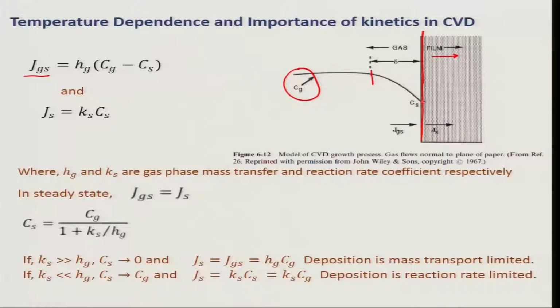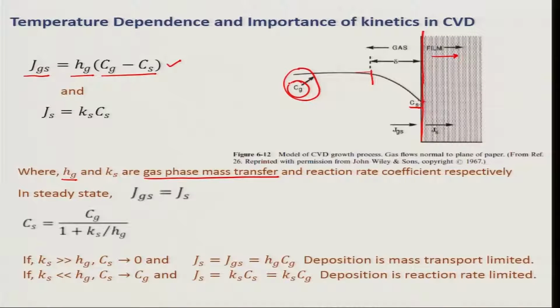depends on the concentration difference at the substrate, because this is through diffusion, and we have used a term Hg. Hg is the gas phase mass transfer coefficient, which is also related to the diffusivity of the gas in the gas phase. So, this is gas phase mass transfer across the boundary layer, and we have assumed a constant flow, so we can maintain Cg in the bulk flow always.